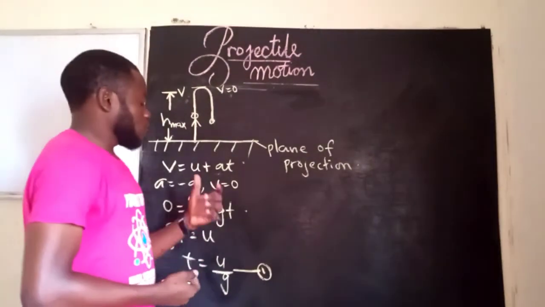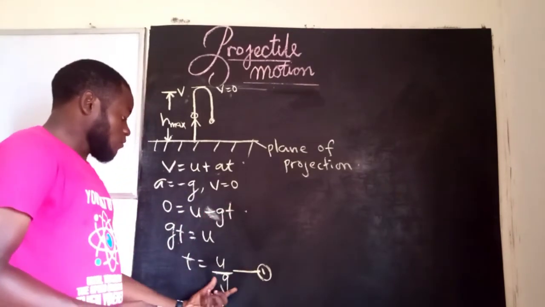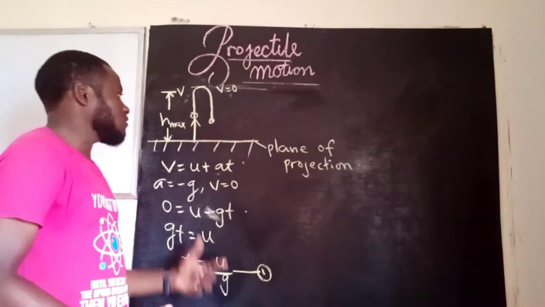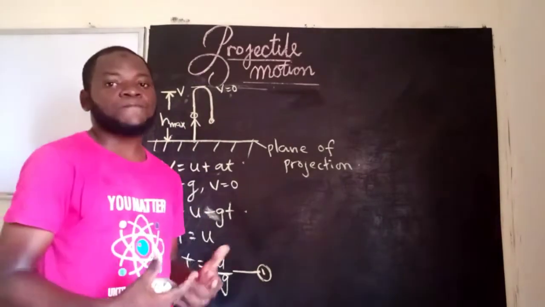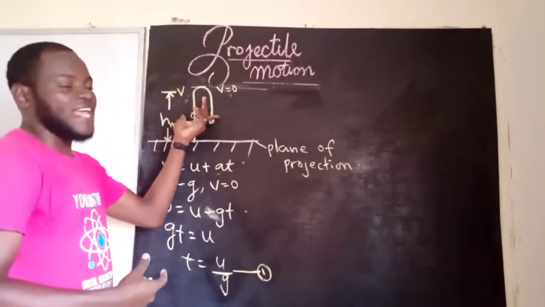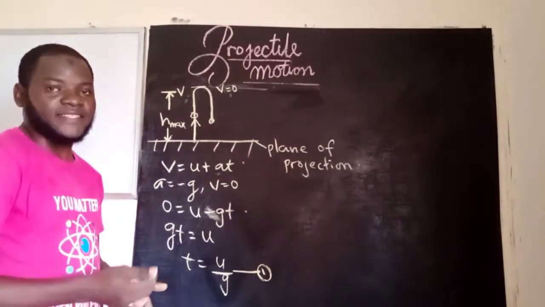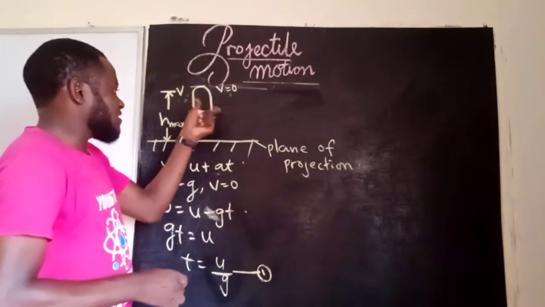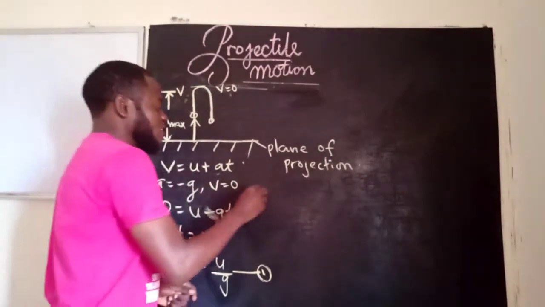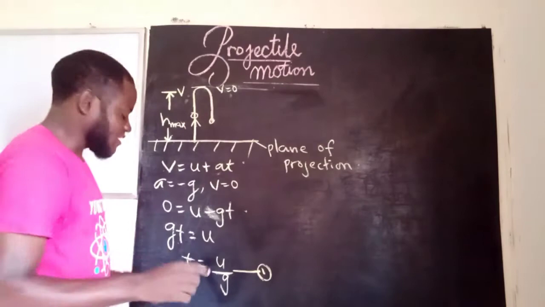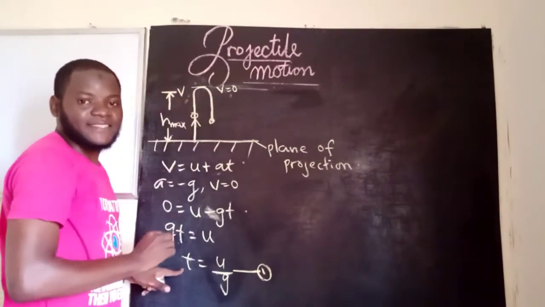Now, we have known how to determine the time that will take the body to reach the maximum height. Now, we want to know the time that will take the body to be on air, which we refer to as time of flight. The time of flight, that is the time that will take this body to be on air, is going to be twice the time that takes it to get to the maximum height.